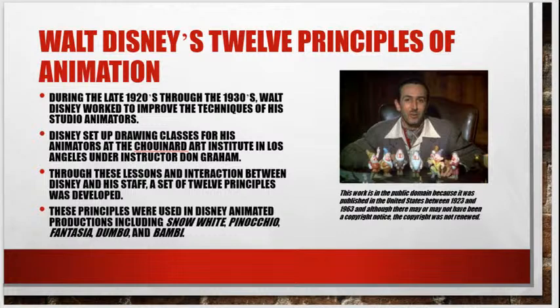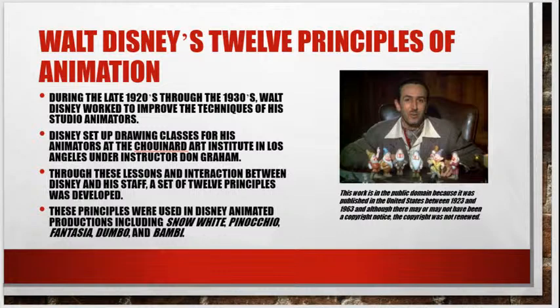So these principles were used in the Disney animated productions, including Snow White, Pinocchio, Fantasia, Dumbo, and Bambi. These are all very old animation movies. All these movies used those 12 principles of animation. Snow White, Pinocchio, Fantasia, during the 30s, 40s, and 50s, like very old movies.